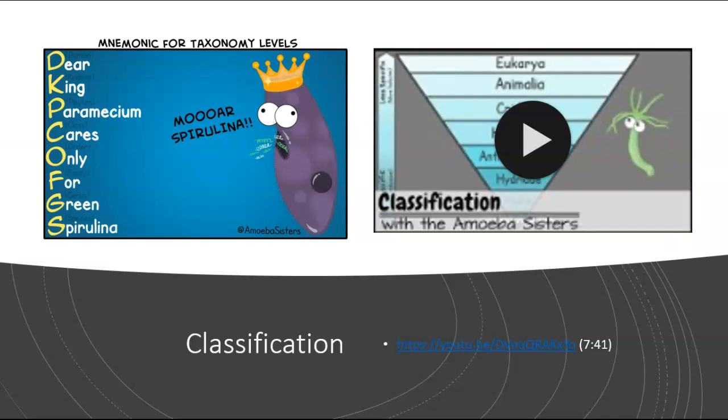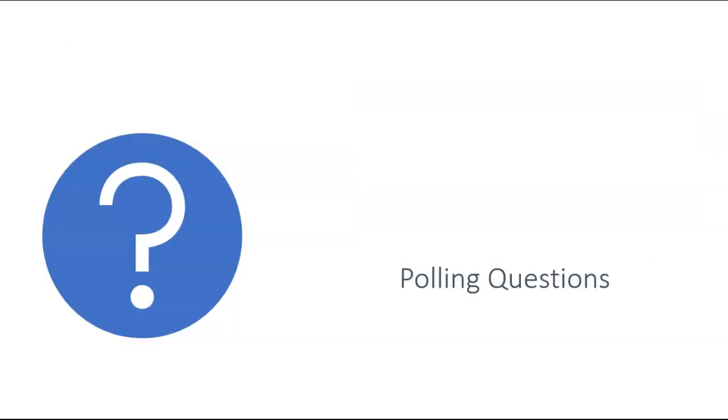There are a couple videos. Here is a link for Amoeba Sisters classification, and they do some memory tricks in there to remember the taxonomy levels. On to our polling questions. I'm going to give you the polling questions, and I'm not going to give you the answers. We'll discuss the answers later, or maybe I'll put this into a program and you can answer them right on the screen. That's my plan.